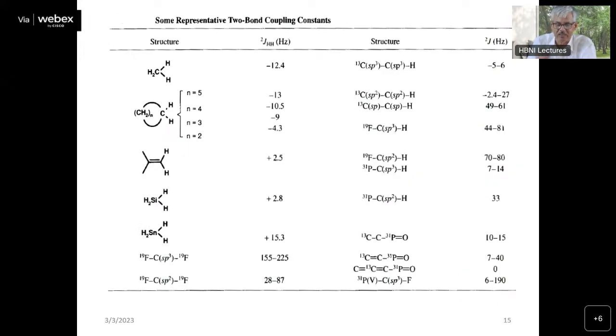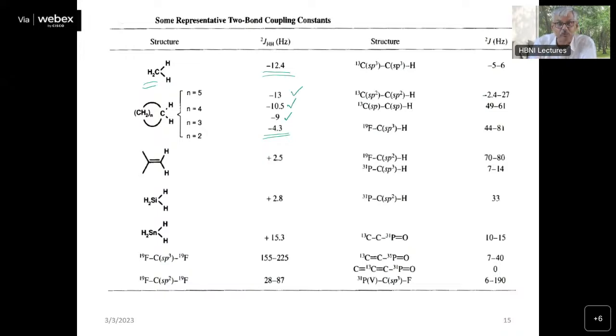So these are the standard coupling constants I have shown for two-bond coupling constants. This is for methane. If you see, the methane coupling constant is minus 12.4. You may ask how; we will tell you how to find out. Now in cyclic cases, in cycloalkanes, for cyclopropane this value is minus 4.3, and as you increase the ring size, the negative sign is increasing.